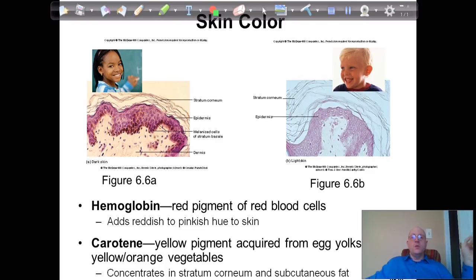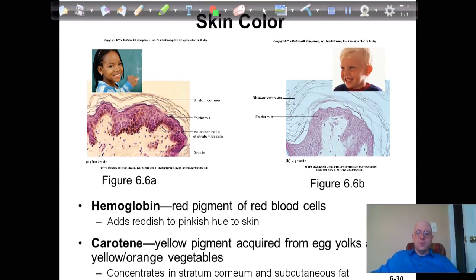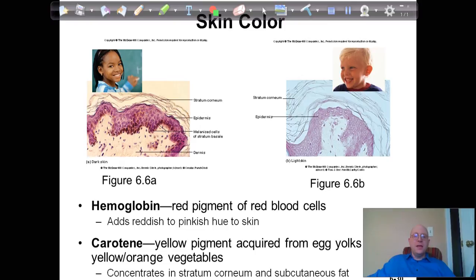Hemoglobin, which is from your red blood cells, so that's only going to be where you find blood. Blood is only going to be in the dermis portions, not the epidermis portions. And then carotene, a yellow pigment acquired from egg yolks and yellow-orange vegetables, but it concentrates in the stratum corneum, in the dead layers of cells. And so the best place to see the carotene pigment is in calluses of your skin.